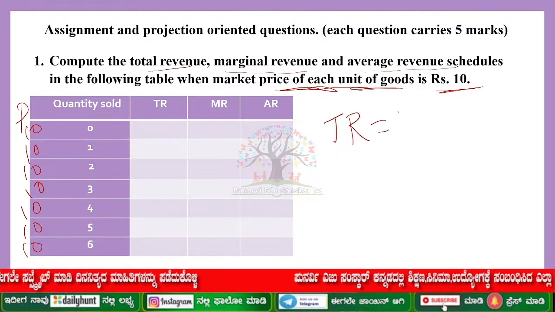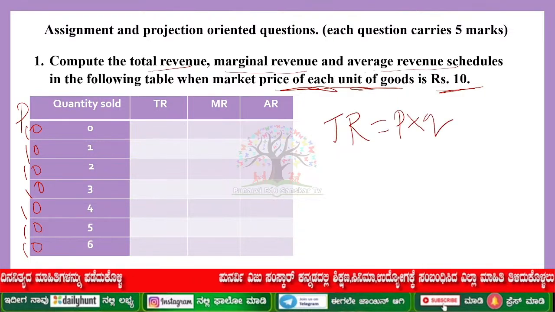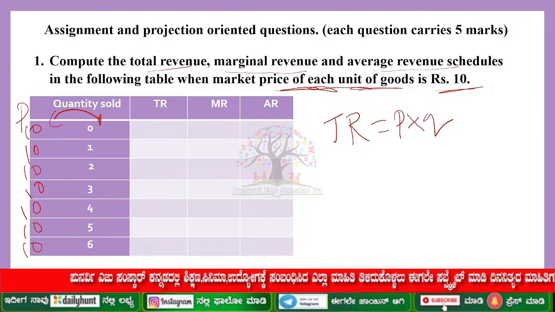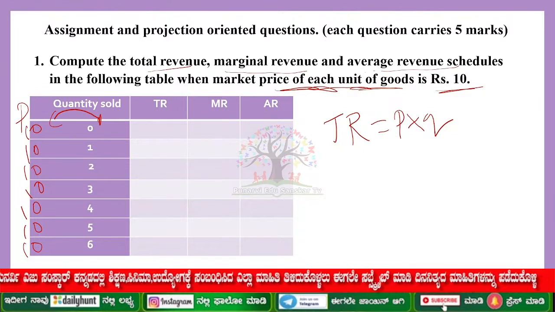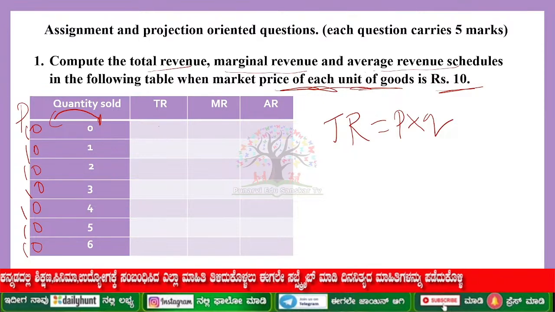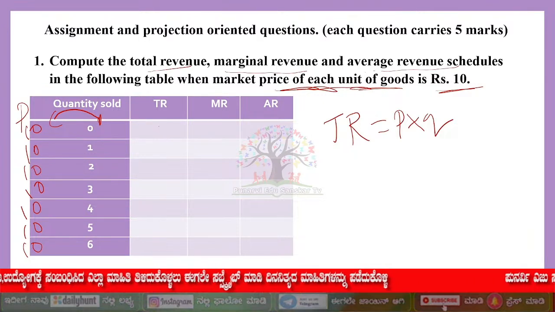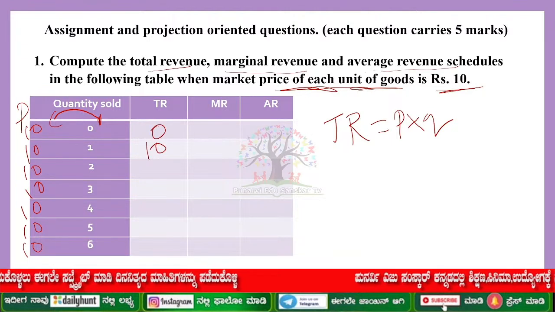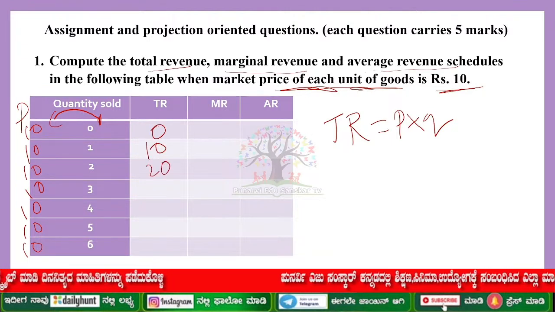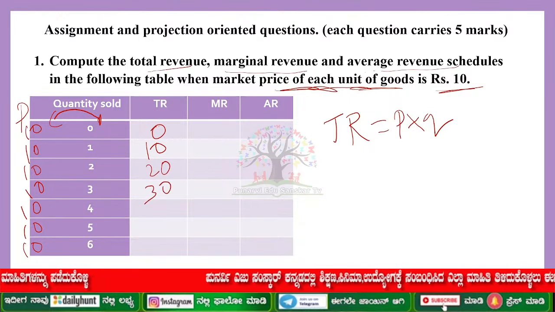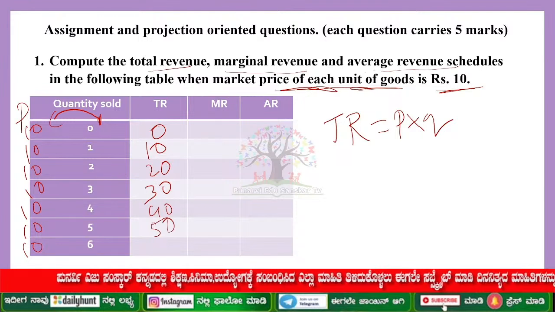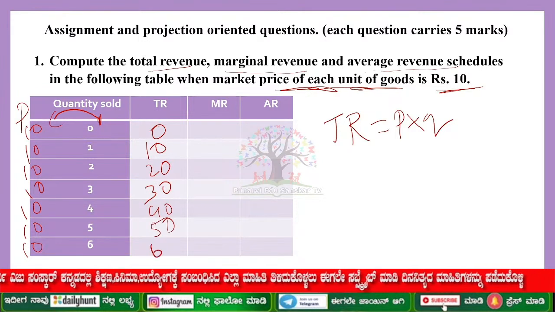We know that TR is equal to P into Q. So multiply these two, quantity with the price. If you multiply, you will get TR. So 0 into 10 is 0. 1 into 10 is 10. Okay. Then 2 into 10 is 20. 3 into 10, 30. 4 into 10, 40. 5 into 10, 50. 6 into 10, 60.